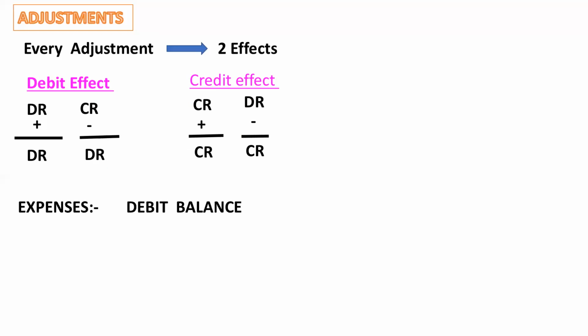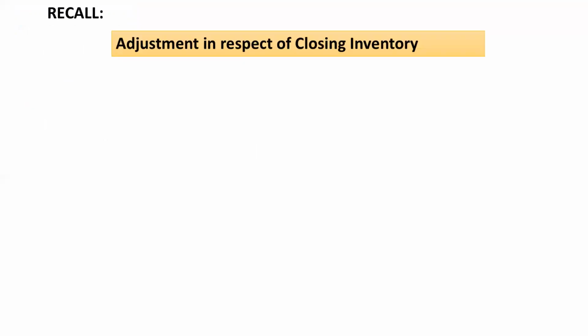Normally, all our expenses have a debit balance and all our incomes have a credit balance. The first adjustment that we are going to study is the adjustment in respect of closing inventory. We've already studied this, just try to recall.